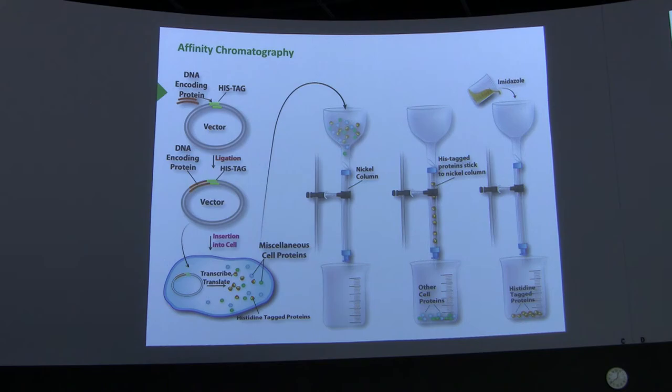So histidine tagging is a really powerful way of isolating a protein that you want in literally one step. It's very, very commonly used in biotechnology. Now, that's kind of confusing, so I'll stop and take any questions you might have about that.